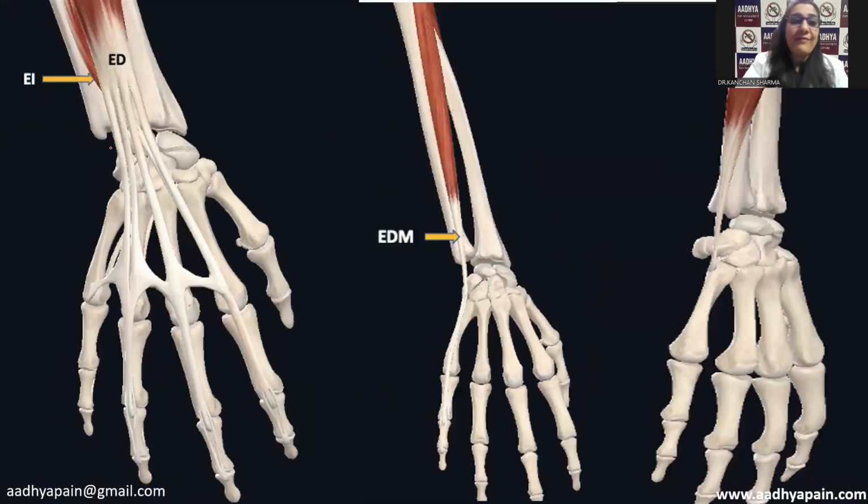Now compartment 4, we have Extensor Digitorum, right? It is sending 4 tendons, which you can see for the 4 fingers. Along with that, we have Extensor Indicis that goes to the index finger. Then the 5th compartment, we have Extensor Digiti Minimi, which you can see is getting attached on the base of the distal phalanx of the little finger. And you have Extensor Carpi Ulnaris, which attaches to the base of the 5th metacarpal. So that was all about the tendons. And let us now see the demonstration of all this anatomy.